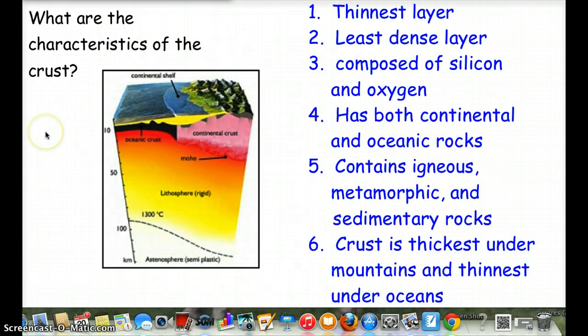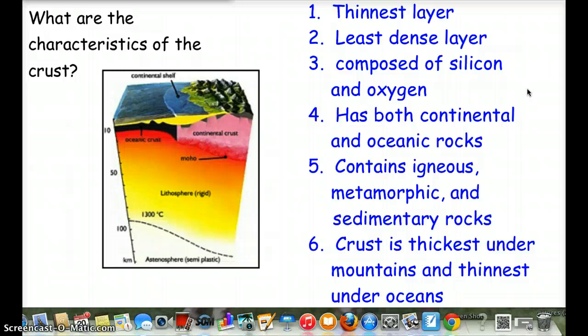Okay, characteristics of the crust. This is important to us because this is where we live. It is the thinnest layer, and if you recall from your drawing, you definitely knew that. It was barely 1 millimeter thick, and it was very hard to draw. It is the least dense layer, and we know that because we can analyze it. It is composed mostly of silicon and oxygen.